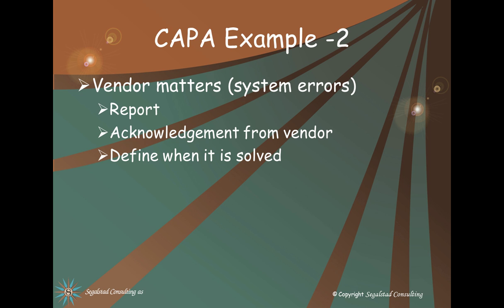Another example is that you will have to define if the problem is solved when the next version of the system is released, maybe a year from now, or maybe you have received an acknowledgement from the supplier. That is if you find system errors.